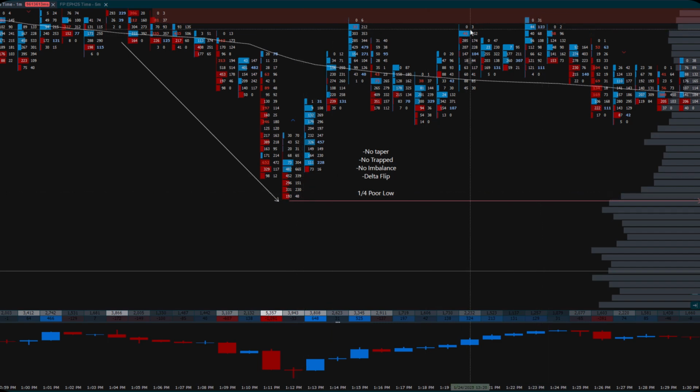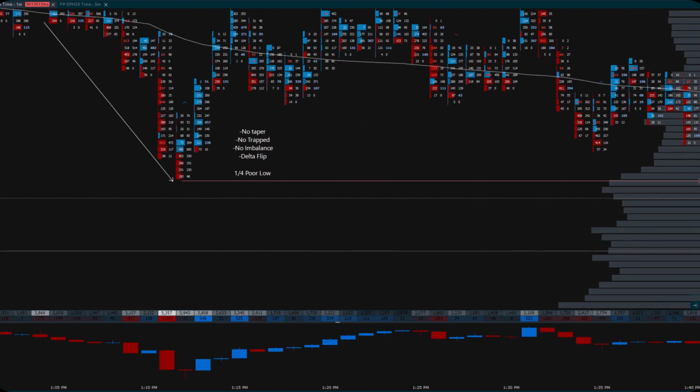As you can see here, we have zeros. We had no imbalance to the upside in these 3 ticks right here. We had one over here and here, but we didn't end these 3 ticks. And the only thing we had was a delta flip, right? The delta goes from negative 1,000, basically evens, and then 650s and up. So this was a 1 out of 4. It met 1 out of 4 of our criteria, so it was a poor low.